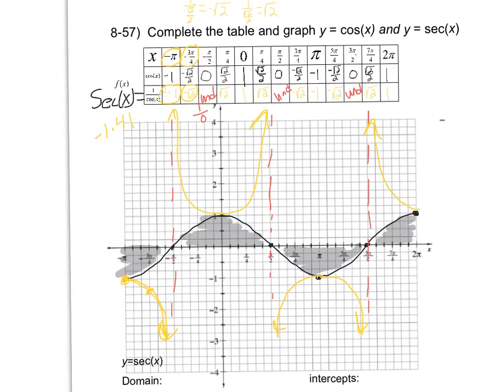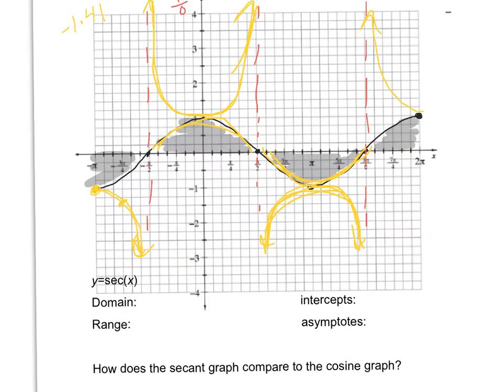But you're going to create a bucket for the secant function wherever the cosine has a hump. And you're going to create an upside down bucket for the secant function wherever the cosine has a bucket. Now we need to answer a few more questions for the secant graph. What is the domain? Well, the domain happens to be all reals, except where we have those vertical asymptotes, which is at pi over 2 plus every pi unit, so plus pi n.